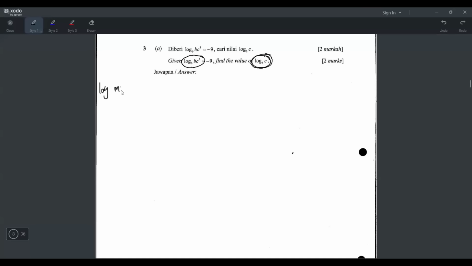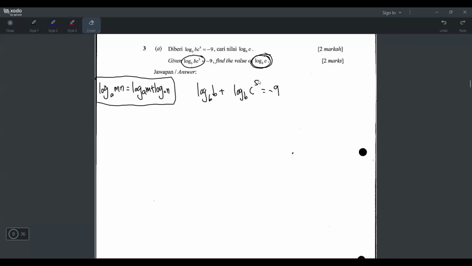When you have log mn base a, and if m and n are related by multiplication, you can write log a m plus log a n. This is the law of logarithm we all learned in Form 4, Chapter 4. So what we can do is apply this, so it becomes log b b, and since it's times you write plus, and then log of c power 5 equals negative 9. And another law you learned is the power, you can bring it to the front like this. Power can be brought to the front. From here you can get log c base b. You just have to move things around.